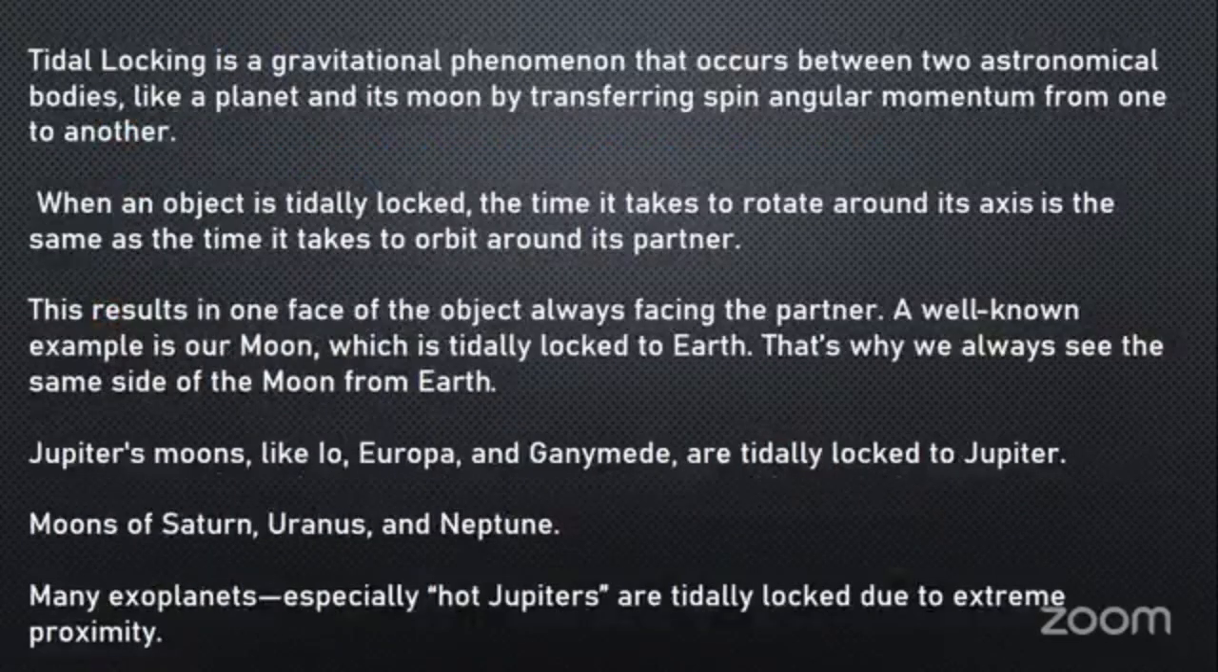Tidal locking is a gravitational phenomenon that occurs between two astronomical bodies, like a planet and its moon, by transferring spin angular momentum from one to another. Tidal locking is not unique to our planet and the moon.